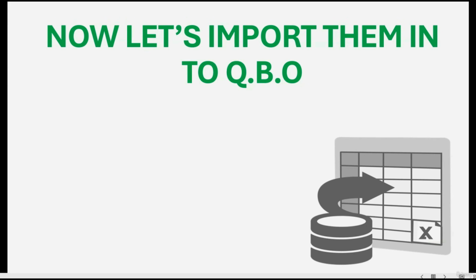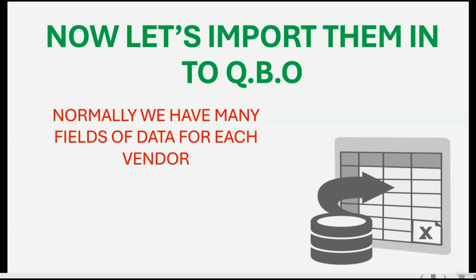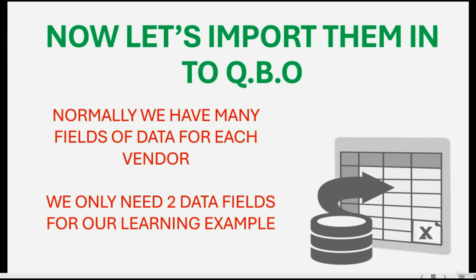But before we do that, let's take a quick look inside to see what they look like. You see, normally we would have many fields of data for each vendor, and each vendor we import would import with all the other fields of data, like address and telephone and email and so on. But in our example, we really only need to import 2 data fields for each vendor. So we will skip all the extra vendor data that would normally be in a real situation.